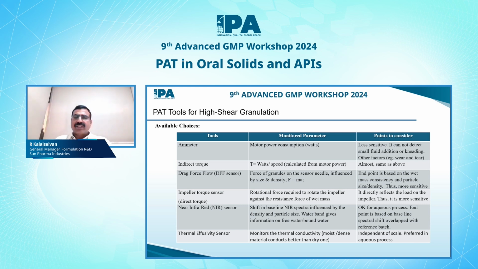Near infrared spectra, this sensor is more suitable for the aqueous process, although it can be used for other processes also. The thermal effusivity sensor is scale independent. That is one advantage, and it is preferred in the aqueous process. Every sensor has its own plus and minus, and depending upon the product and process we can select it. Next slide.